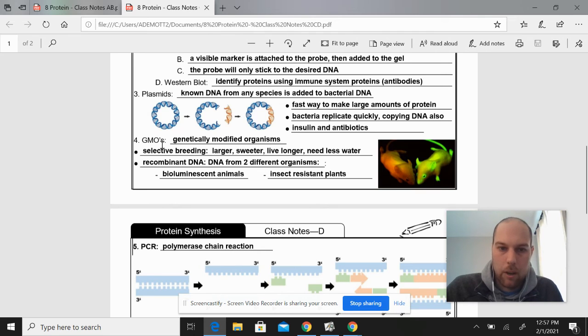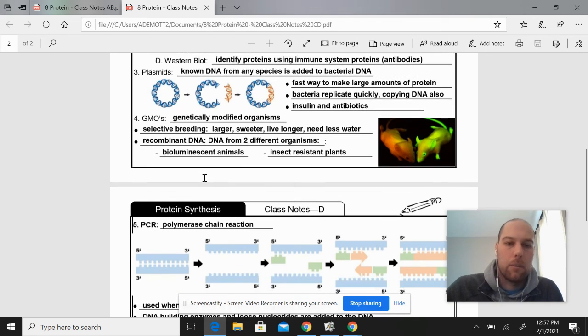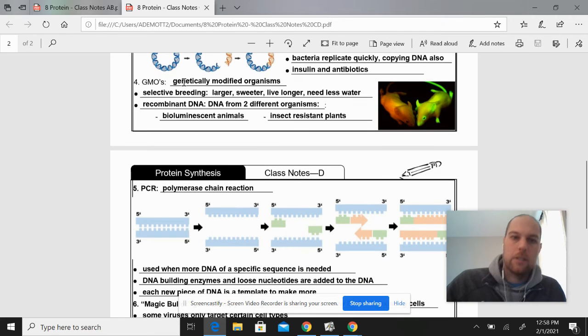GMOs, or genetically modified organisms, are used in a lot of different ways. That's a whole discussion in itself. We don't need to get into it. Just understand that these are organisms that are changed. Their DNA is changed specifically for a purpose, whether it's when you're breeding animals or plants, crops that you're trying to make bigger, smaller, sweeter, whatever.